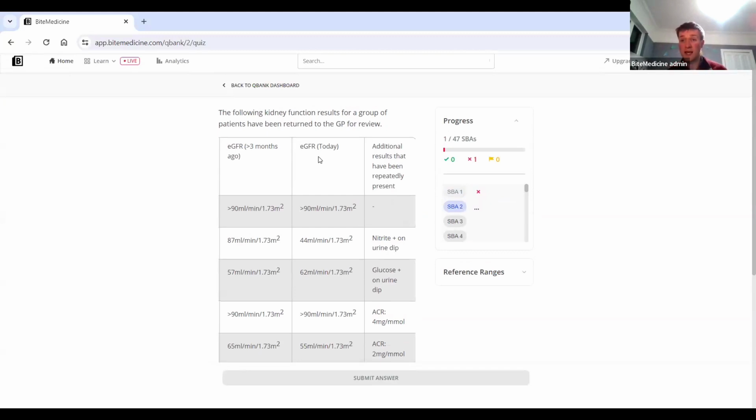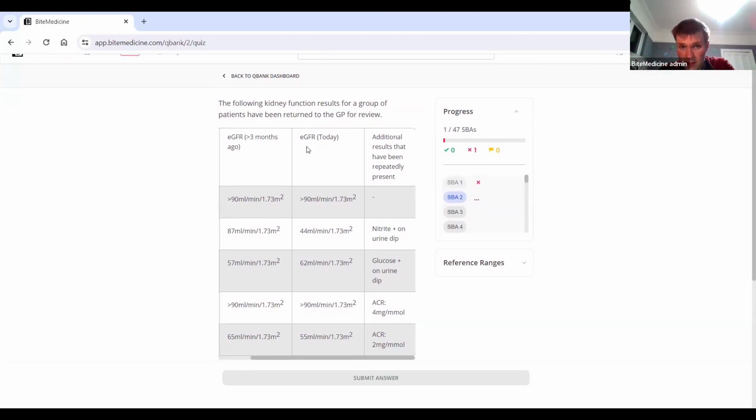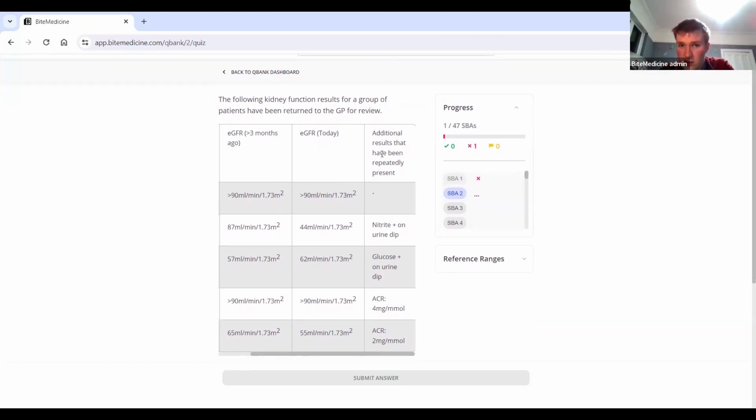To diagnose CKD, you have to have 2 eGFR results from 3 or more months apart. Because if you just go off a single eGFR result, you don't know if that's an acute drop in function or chronic kidney disease. So that's an important thing to know. And they've also given some additional results.